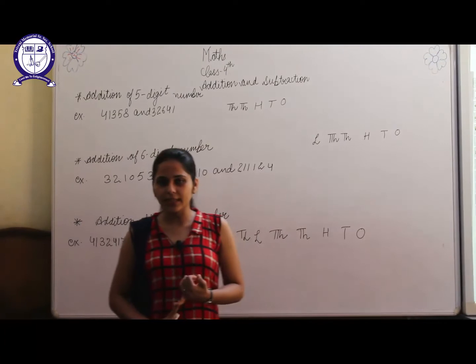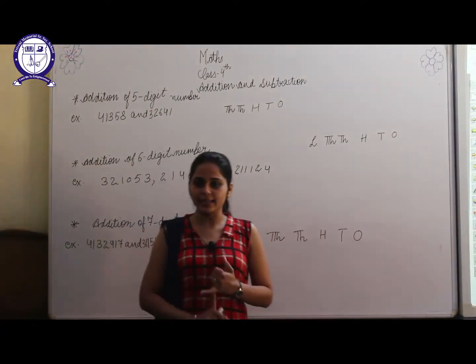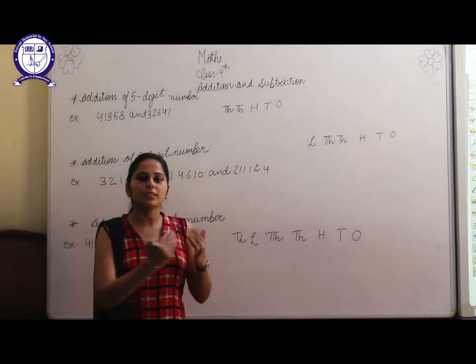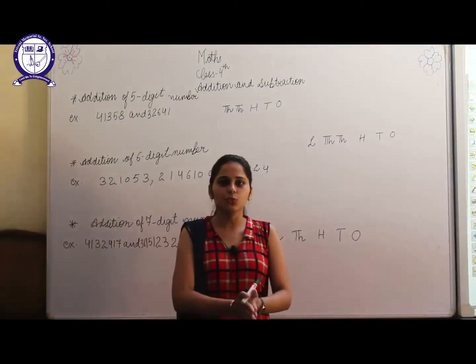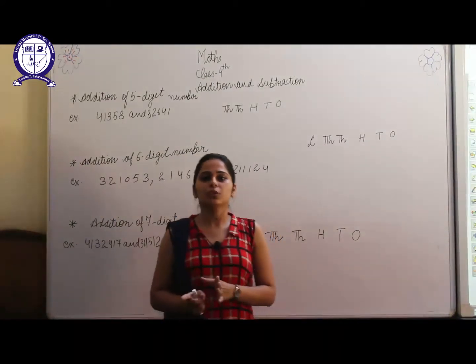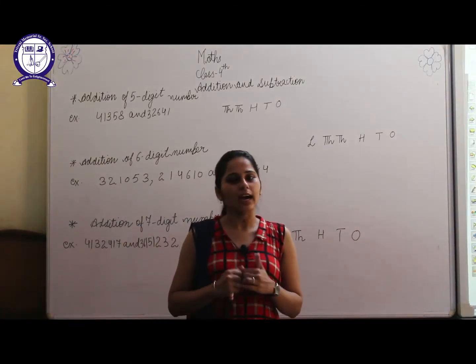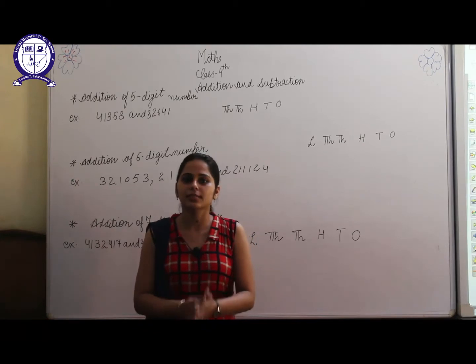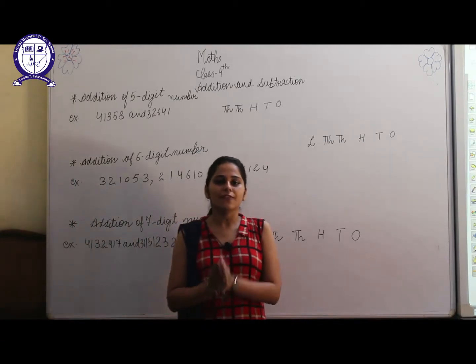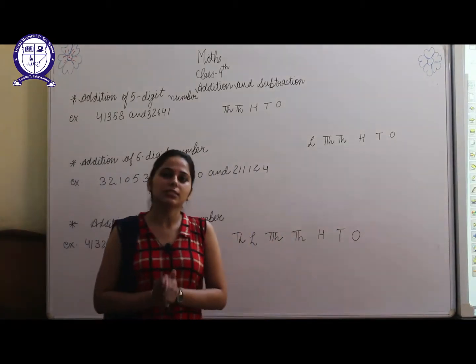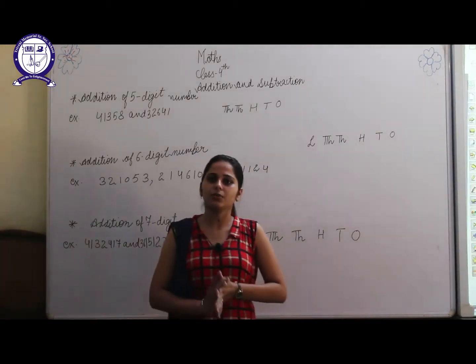There are some terms related to addition. First is addends. Addends are the numbers we are adding. In the previous example we are adding 2 and 4, so these 2 and 4 are addends. And the answer we get after addition is known as the sum. After addition we got 6 bananas, so 6 bananas is our sum, students. So these are the terms related to addition.